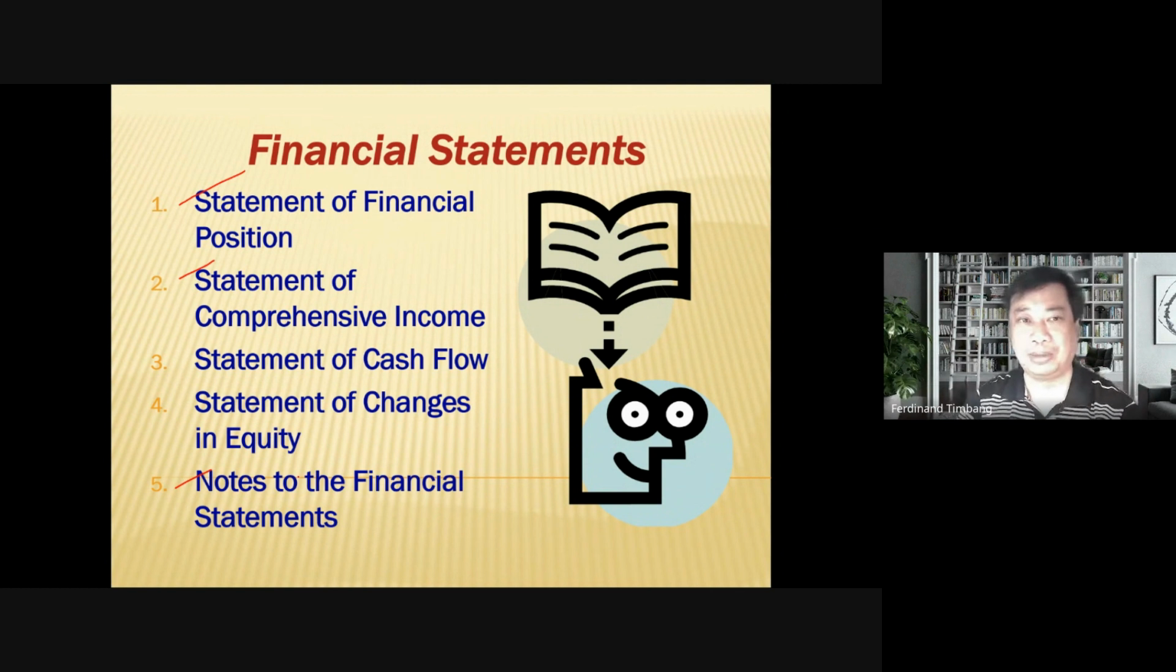So parang naging part yun ng appendix. So the notes to the financial statements, maybe in layman's term, this is actually the appendix of the statement of financial position and statement of comprehensive income. So if you want to know all the details under the preparation of number 1 and number 2, it should be seen from number 5, which is the notes to the financial statements. Okay?